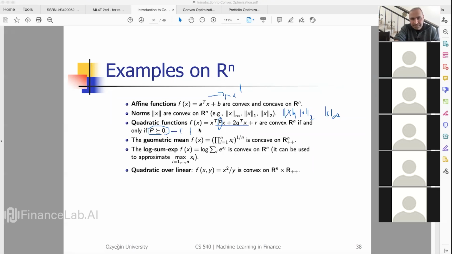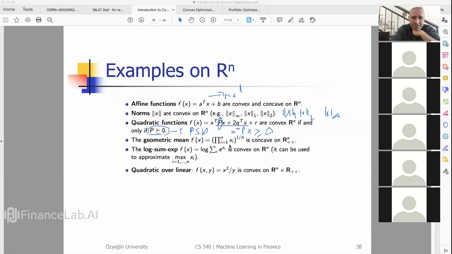So P should be positive semi-definite, meaning that x transpose Px for any x should be greater than or equal to 0. And this is quite important for optimization problems with quadratic functions. If the matrix is positive semi-definite, that will give us a convex expression, which can then be optimally solved.